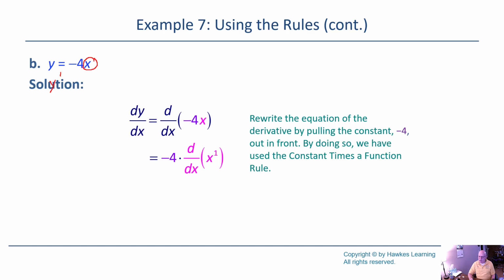There's negative 4 that was there before. Bring the 1 out front. Reduce the exponent by 1. X to the 0 is 1. So our derivative is negative 4.